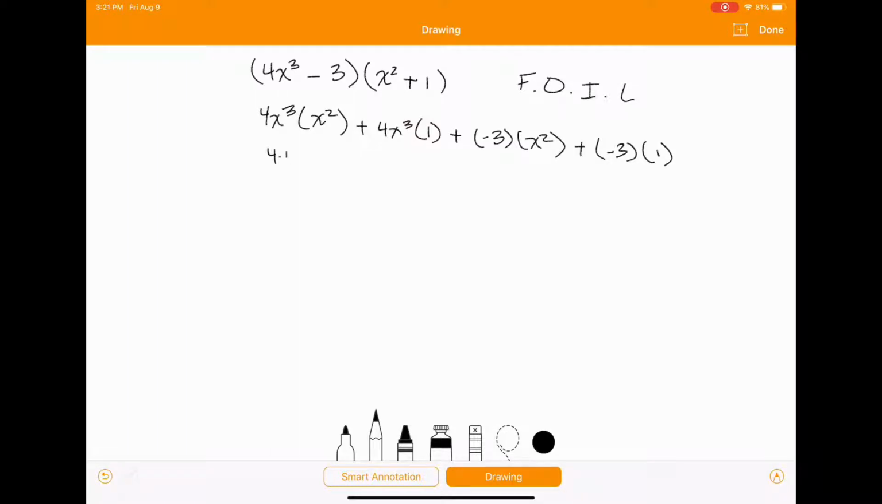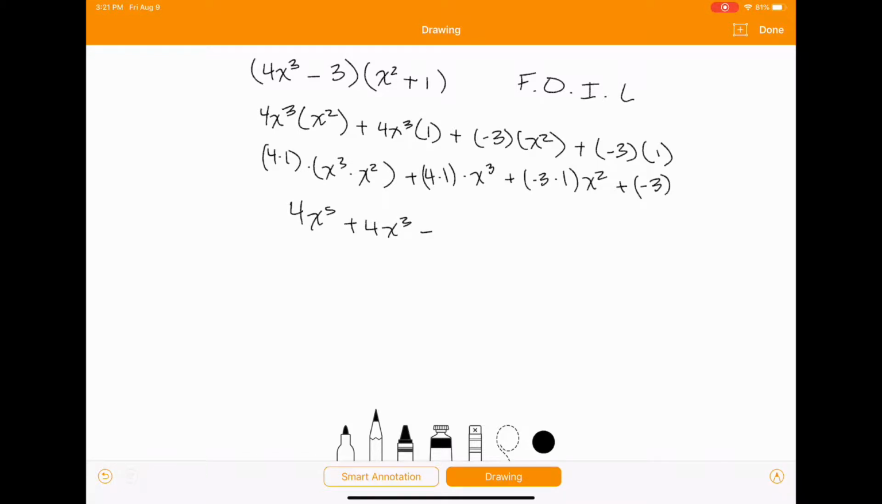So it's going to be 4 times 1 times x cubed times x squared plus 4 times 1 times x cubed plus negative 3 times 1 times x squared plus negative 3. So that's going to be 4x to the 5th plus 4x cubed minus 3x squared minus 3. And that's going to be your solution. So it's as simple as that.